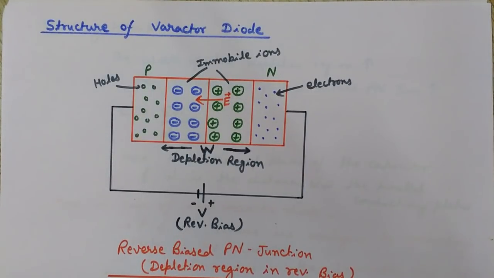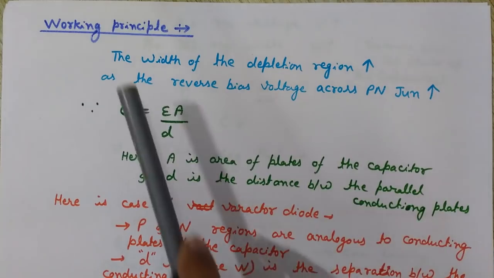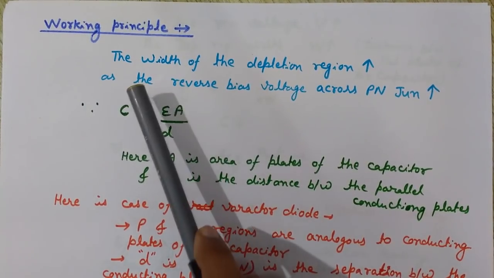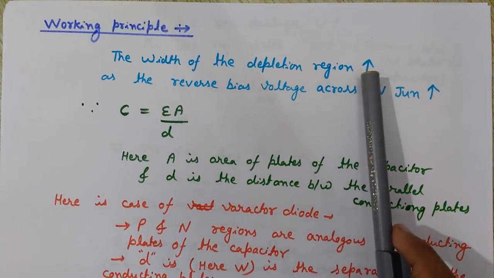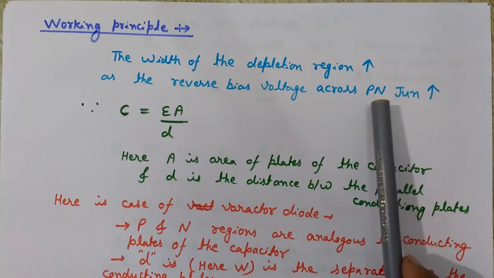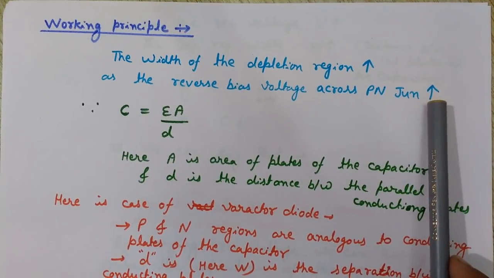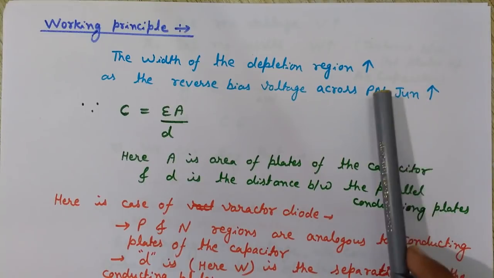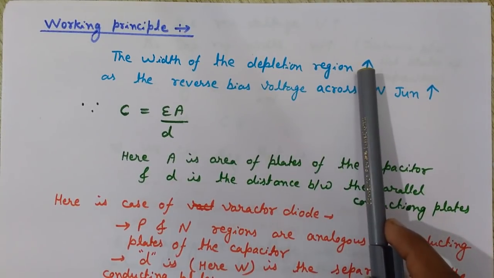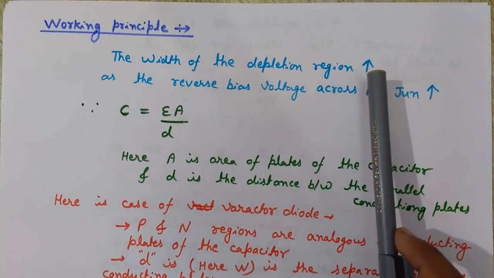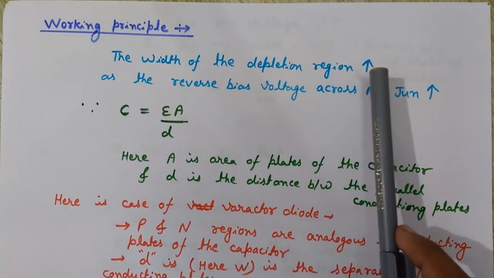Now we will see how this Varactor diode is acting as a variable capacitor and how we can vary the capacitance of the Varactor diode. Let's see the working principle of Varactor diode. The width of the depletion region increases as the reverse bias voltage across the p-n junction increases. We have seen already that on increasing the reverse bias across the p-n junction, its width increases, as the holes and electrons are moved away from the depletion region, so it widens.